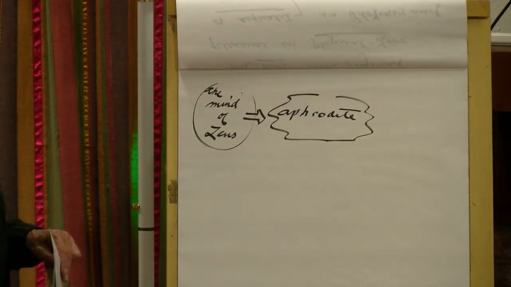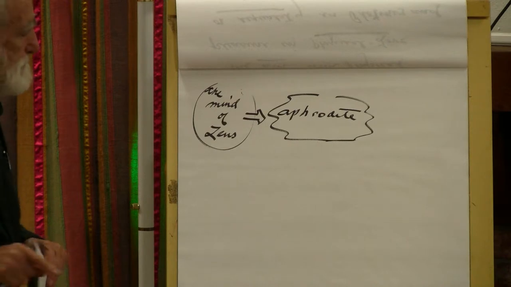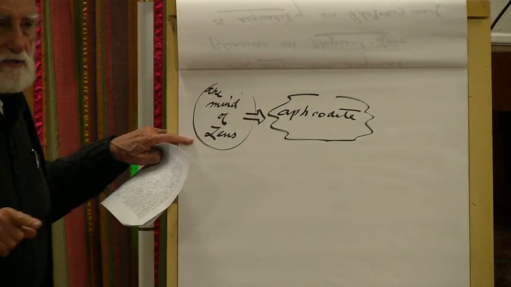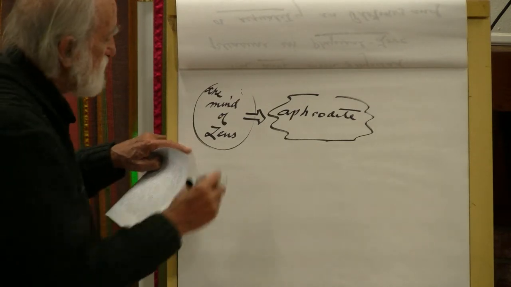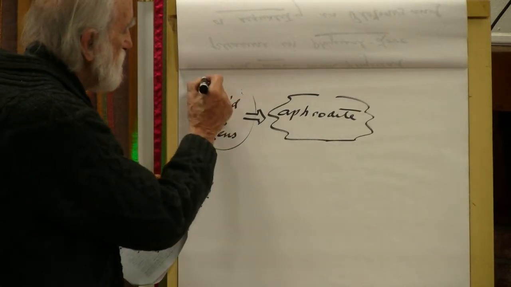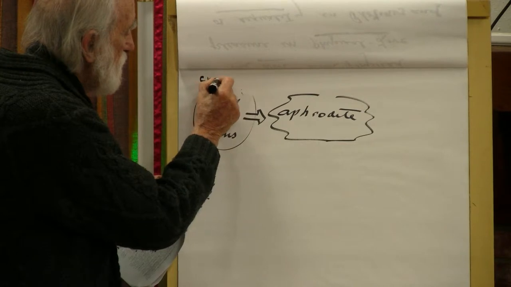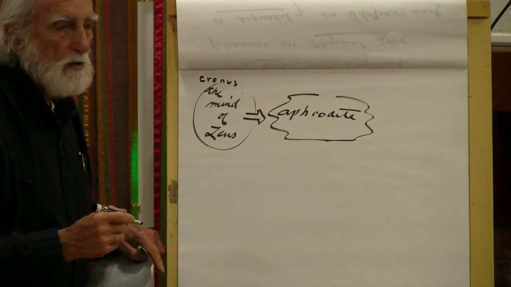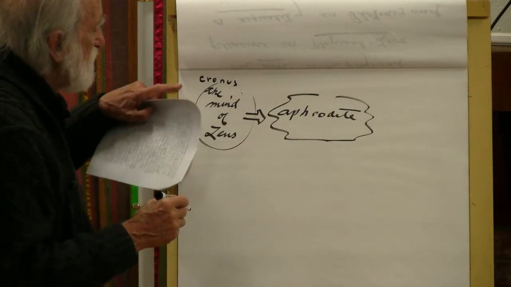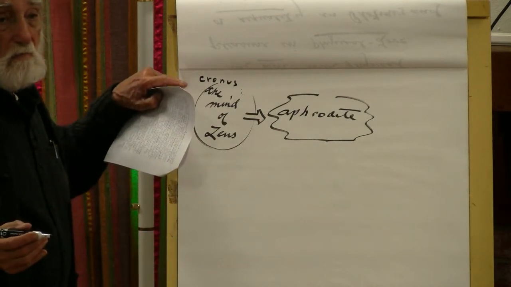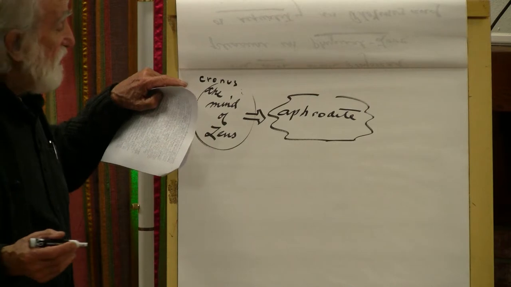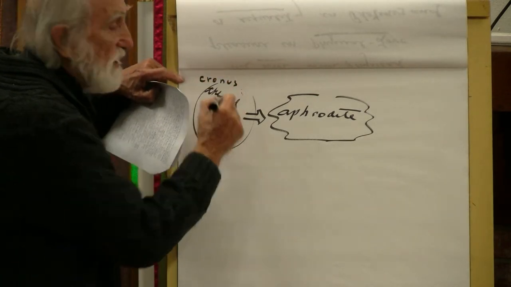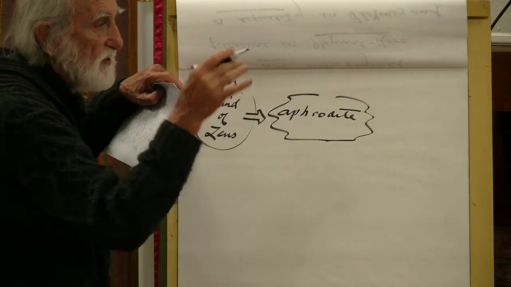So he's into mythology, see? The mind of Zeus is Kronos. And the father of Kronos is Uranus. So, often called heaven, but it's Uranus.